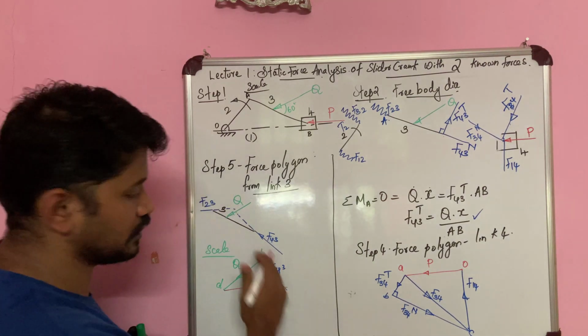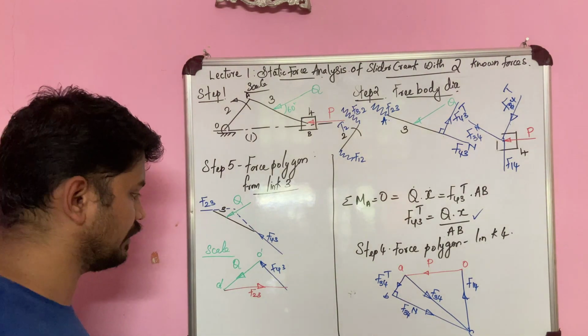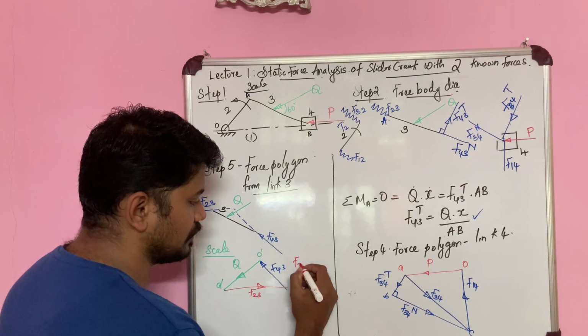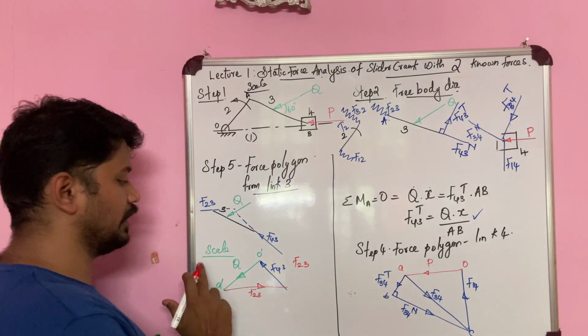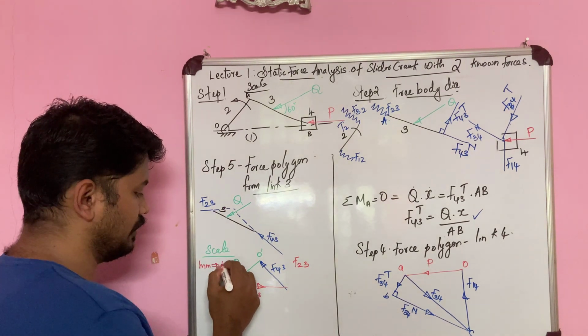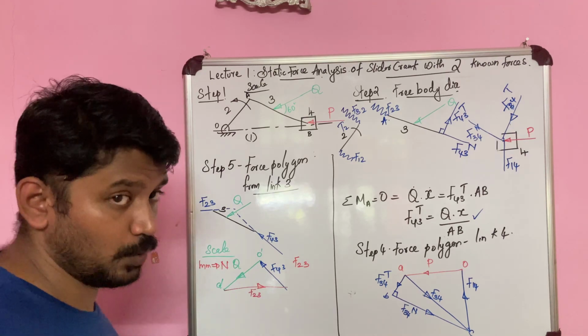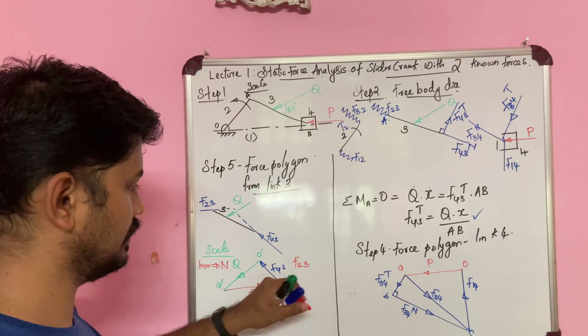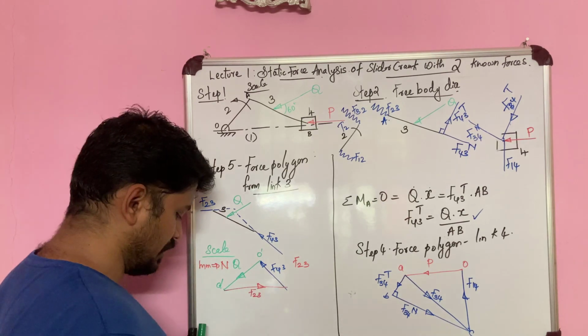And its direction also will be in the same flow. So what did we get from this force polygon? I got the value of F23. Measure this, convert it back into whatever scale that you have taken, mm into Newton, Newton conversion, whatever you have taken. Convert it back, you will get the value for F23.